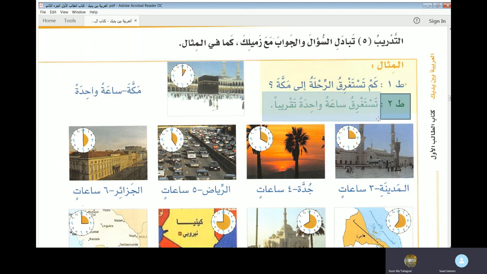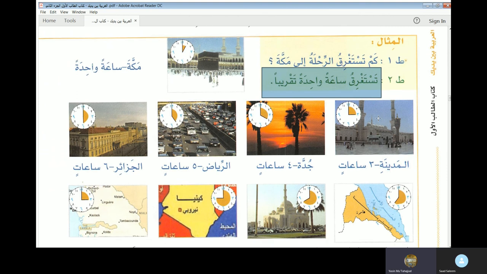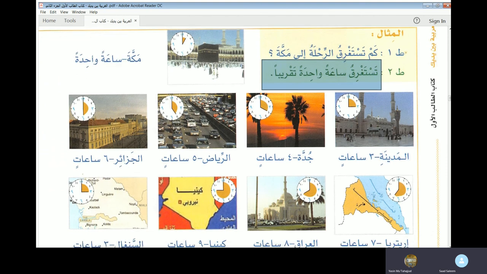تستغرق ساعة واحدة تقريبا. It takes approximately 1 hour. Yes, it takes 1 hour approximately.